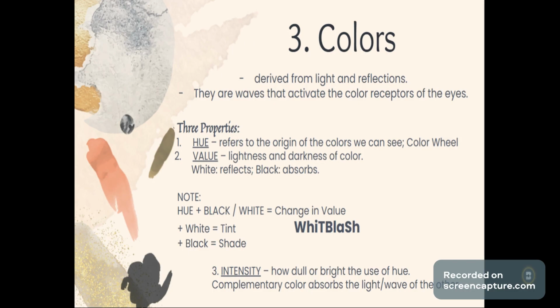Okay? Shading is the process of producing a darker value, where you add dark colors. So that we don't forget, we have WHITE-SH, an acronym, where white stands for tint. If you add white, it is called tint. And if you add black, then you will have shade. Okay? And number three, intensity.